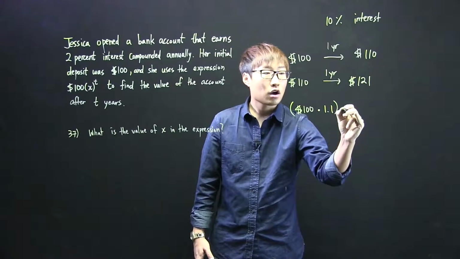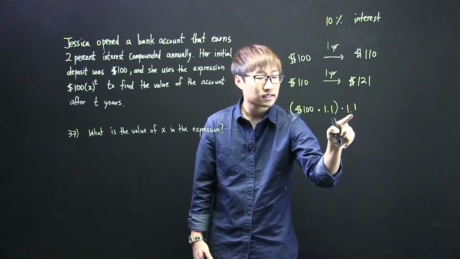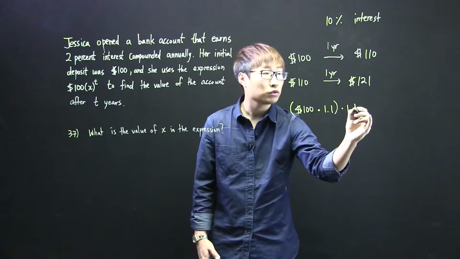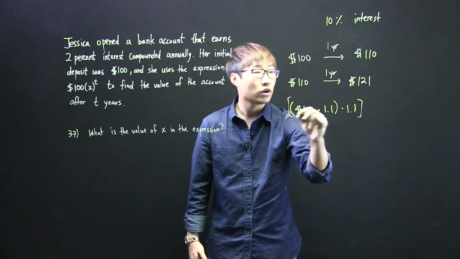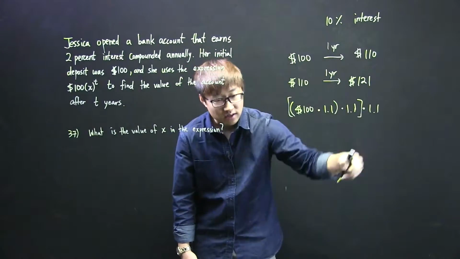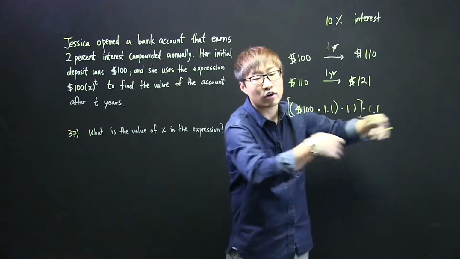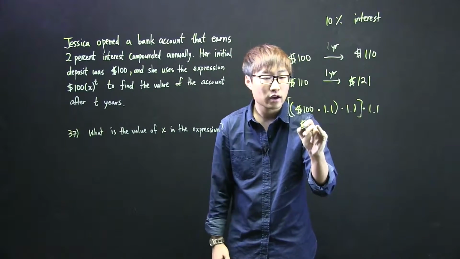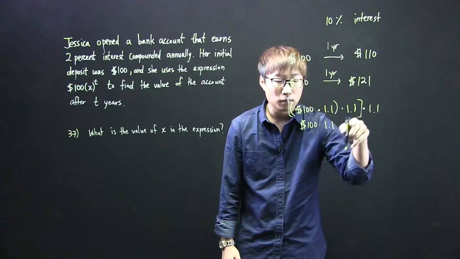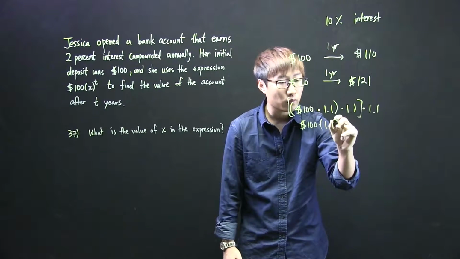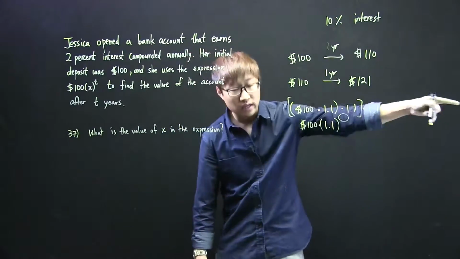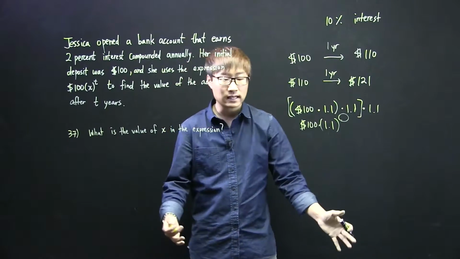So what happened? It was 110% of this amount, and the next year would then be 110% of the entire thing here, and it just continues on and on. So what are we really doing? $100 times 1.1 times 1.1 times 1.1, so 1.1 to the whatever power, depending on how many years we go. Does that make sense?